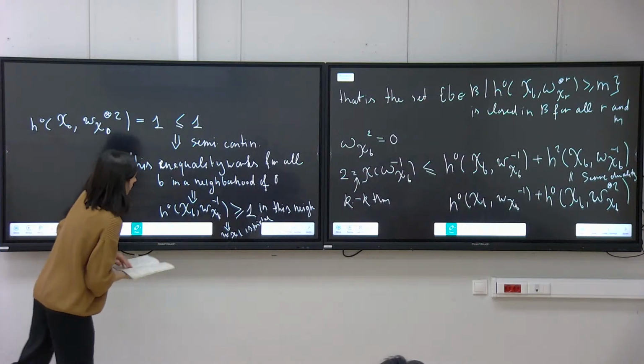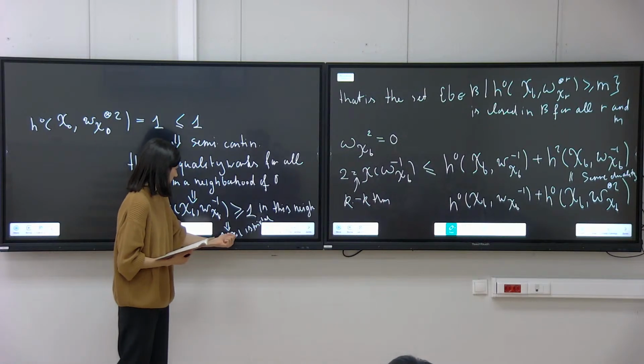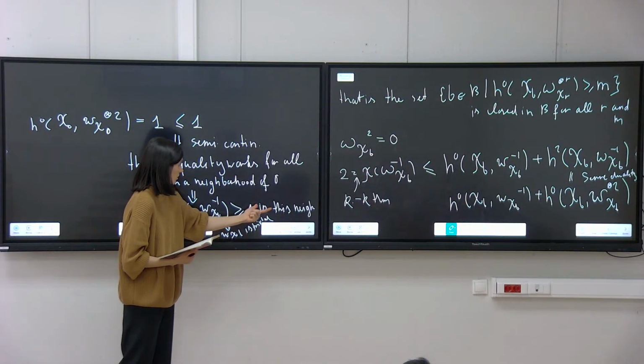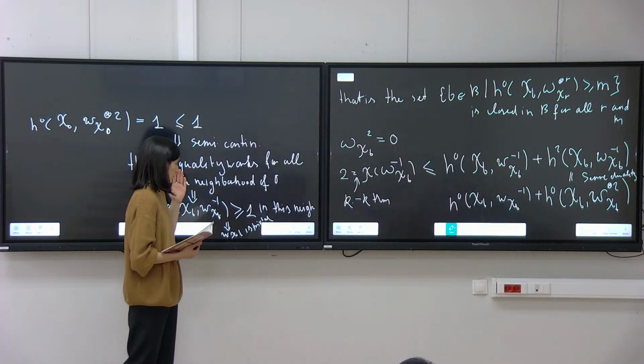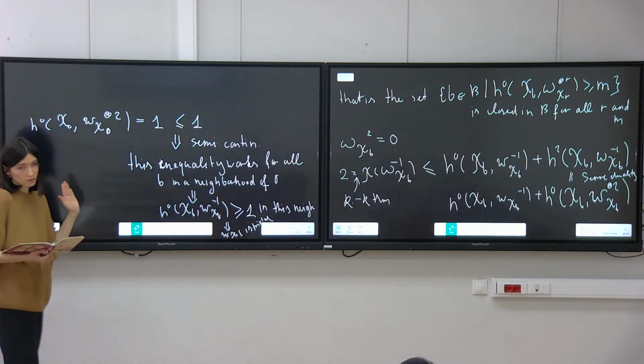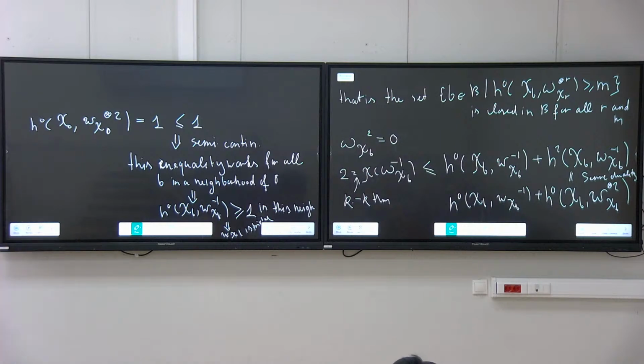So, okay, we proved that the canonical bundle of all fibers in a neighborhood of 0 is trivial, and so we obtain the statement that deformations of K3 surfaces are still K3 surfaces. Okay? Good.